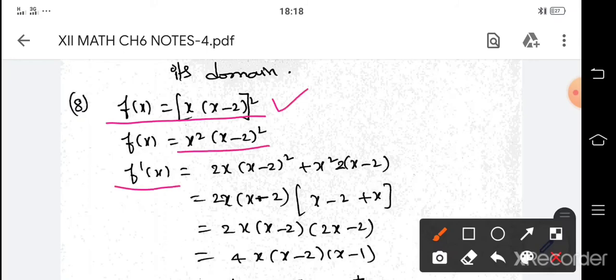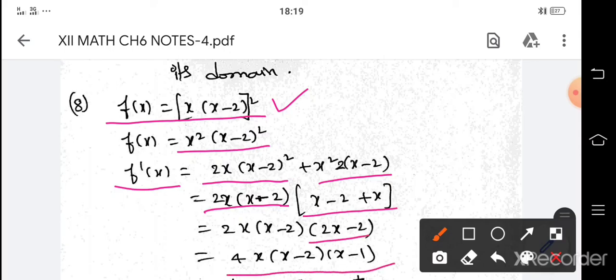So in f dash of x, find out 2x into (x minus 2) whole square plus x square into 2 into (x minus 2). u dash v plus uv dash was applied. Take 2x into (x minus 2) common, then it is (x minus 2) plus x. Then it is 2x minus 2. Then take 2 common: 4x into (x minus 2) into (x minus 1).